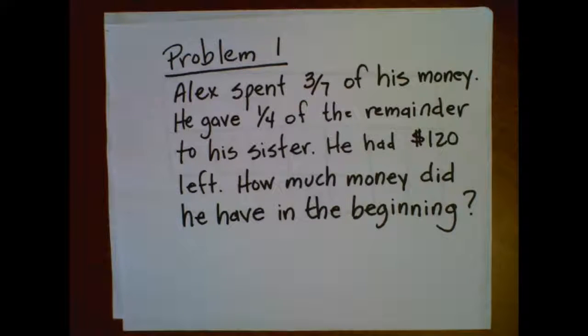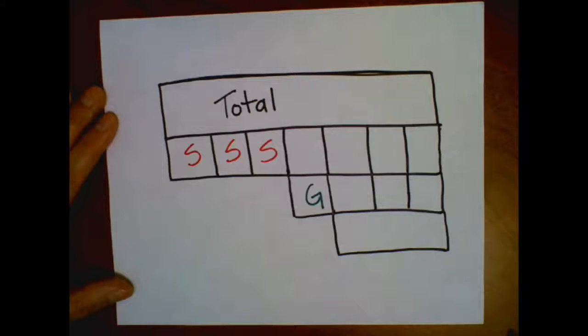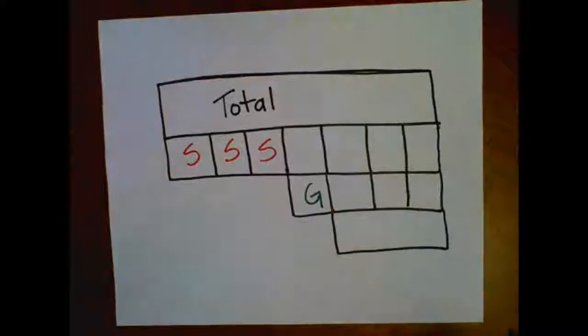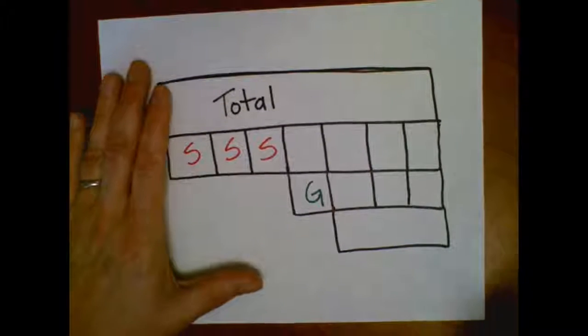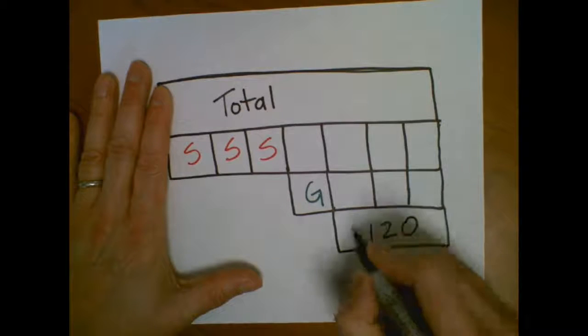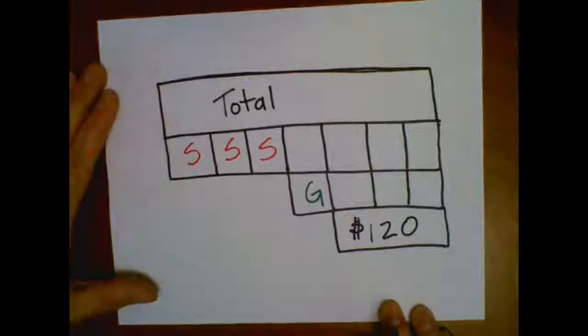And then the last piece of information that I'm given is he had $120 left. So I'm going to see how I can represent that on my diagram in relationship to what I already know. In this case, you'll notice that I drew another smaller bar. I did not include the quantity that he gave to his sister because we know that that is not part of what he had left. All that he had left at this point was taking away from the total what he had spent, what he gave away, and the remainder here is $120. Okay, so that's what he has left.